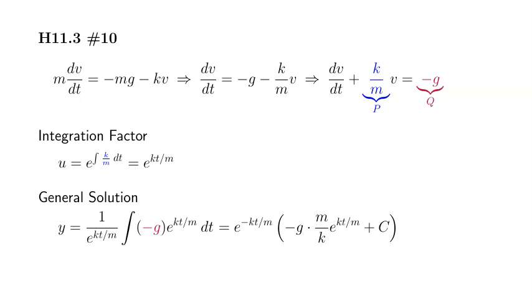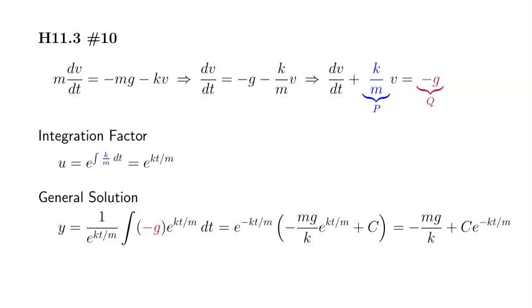I'm going to go ahead and combine this to make it look a little bit cleaner. So I'm going to write it as negative mg over k, or something like that here. Alright, and the last step we need to do is distribute e to the negative kt over m to both of these terms, which will give us something like this. You can see that e to the negative kt over m and e to the positive kt over m cancel out. You're left with the negative mg over k. Then it's going to be c times e to the negative kt over m.